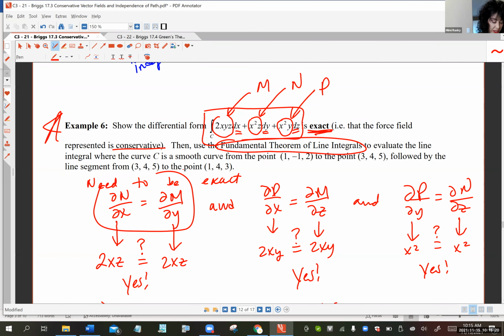So notice they're telling us the curve is a smooth curve from this starting point to this point, followed by a curve from that intermediate point to the end point. So they're trying to mess with our head. You could do two line integrals, do it from this point to that point, and then add it to the result from the point (3, 4, 5) to (1, 4, 3). But why waste time?